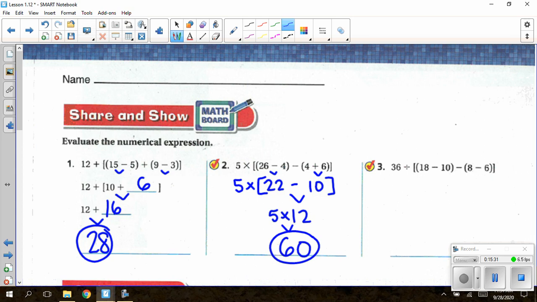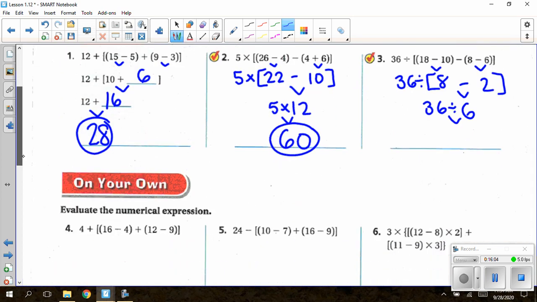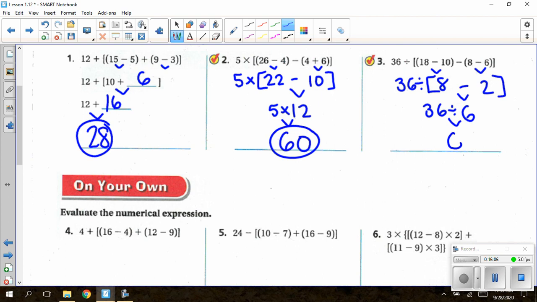Next, number 3. Again, working from the innermost grouping symbol, my parentheses. I can do both 18 minus 10, which is 8, and 8 minus 6, which is 2. Bring down everything that I have not used yet. So inside this next grouping symbol, the brackets, I would do 8 minus 2, which is 6, and bring down the 36 divided by. So my final step is to take 36 divided by 6, which does give me the final answer of 6.